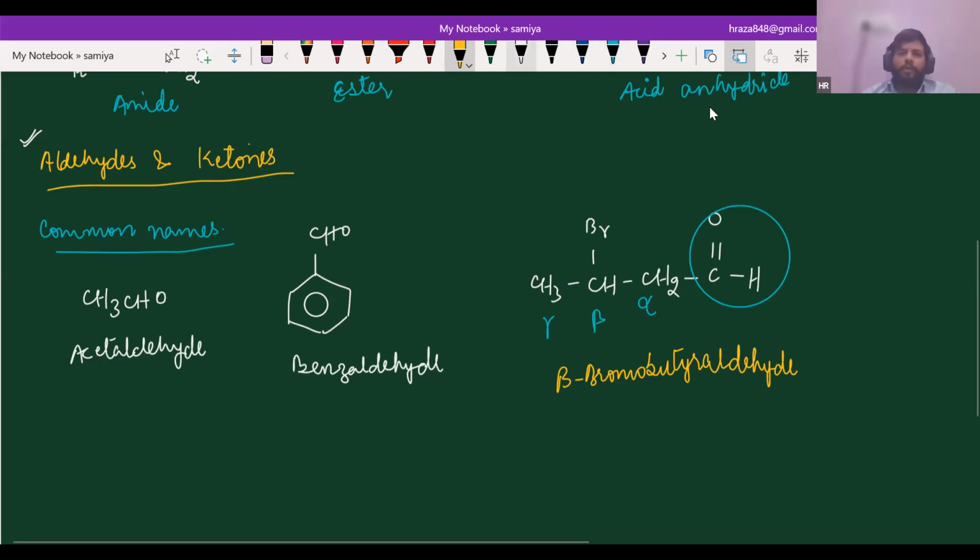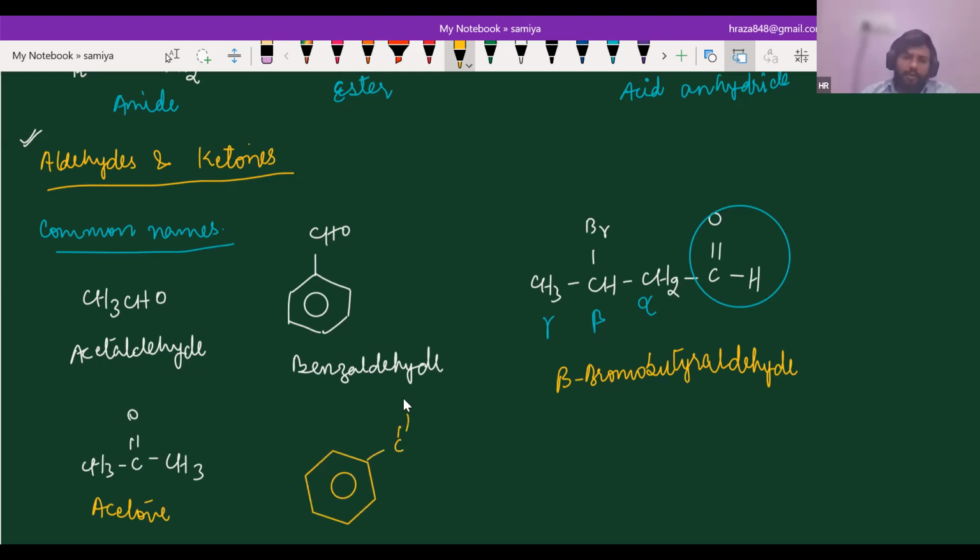Now there are some ketones that we are going to learn. This is CH3, C double bond O, CH3. Its IUPAC name is propanone, but its common name is acetone. Now we are going to deal with this, and its common name is acetophenone. You can also write its IUPAC name like 1-phenylethan-1-one.